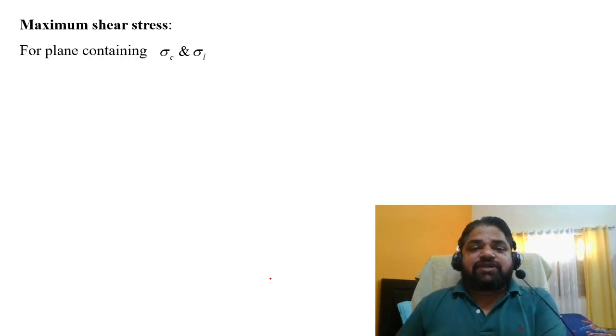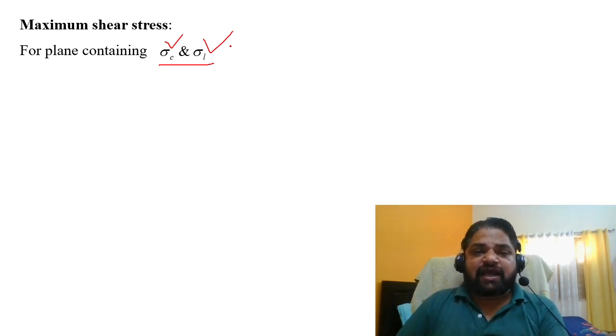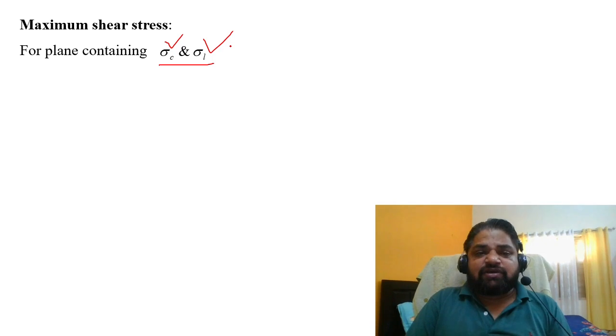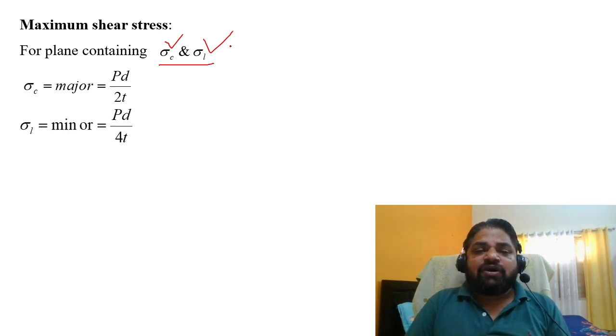Now for the maximum stresses, we have two different tensile stresses, one maximum and one minimum: PD by 2T and PD by 4T. So there must be a combination of the stresses, which will create some kind of shear stress as well, and we can calculate the shear stress. How do we know? From the basic definition of principal stresses, if I know the major and minor, sigma 1 and sigma 2, or sigma max and sigma min, then I can calculate tau max equal to half of sigma C minus sigma L, or half of sigma 1 minus sigma 2.